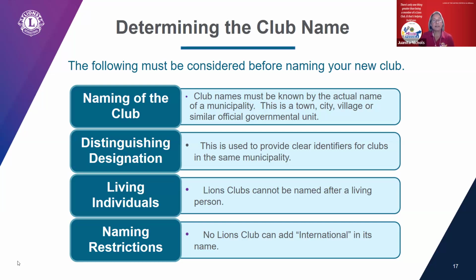A distinguishing designation is used to provide a clear identifier for clubs in the same municipality. So you may have multiple clubs in the community, and you might want to add something in there that distinguishes you separately. Like you could add noontime or morning or sunset, that type of thing. You cannot name the Lions Club after a living person, and you cannot add International to the name. It's already in there. You already fall under the guidelines of International.